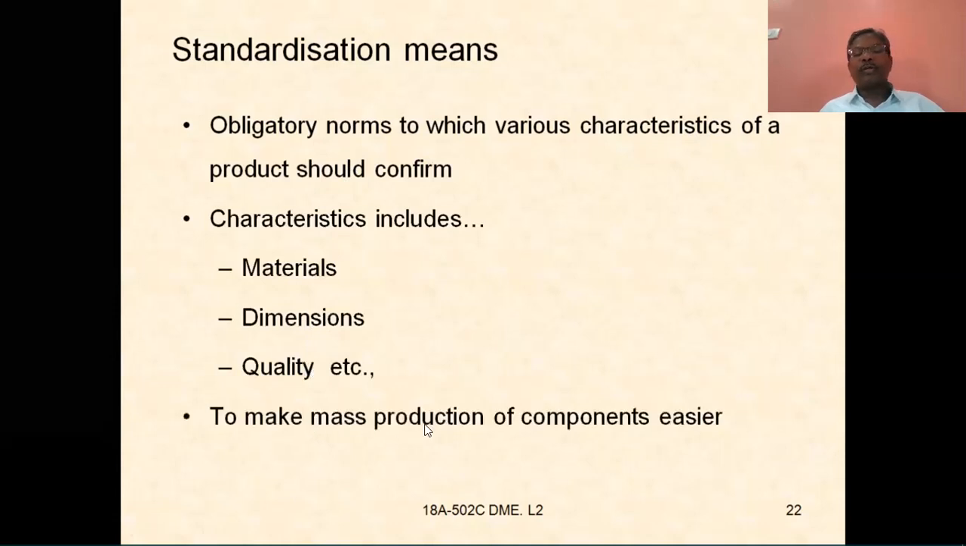It makes mass production of components easier. That means production of any component in mass production becomes very easy, because it may be repeated everything. And because of mass production, interchangeability is possible.